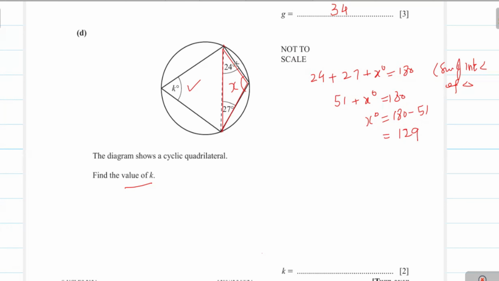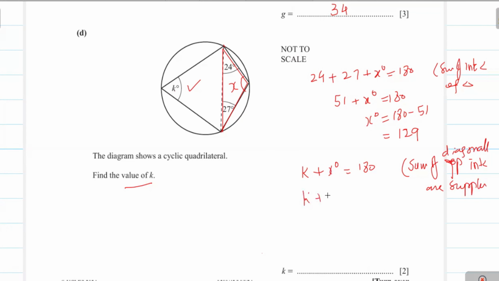And we have to calculate this angle K. Look here, this is the cyclic quadrilateral. The sum of diagonally opposite interior angles of a cyclic quadrilateral is equal to 180. Therefore, K plus X degrees equals 180. The diagonally opposite interior angles are supplementary. Therefore, K plus X, which is 129, equals 180. Therefore, K will be equal to 180 minus 129, and this will be equal to 51.